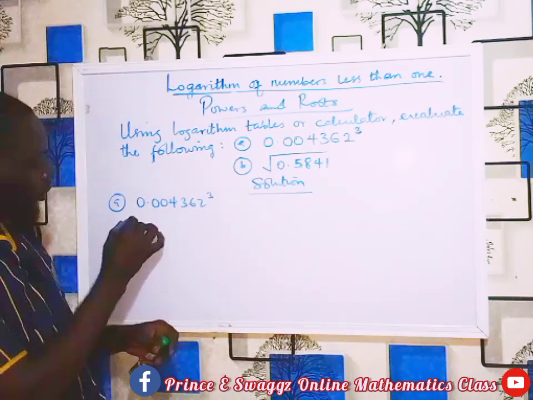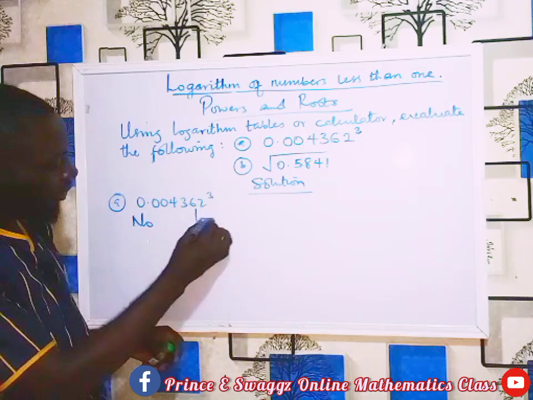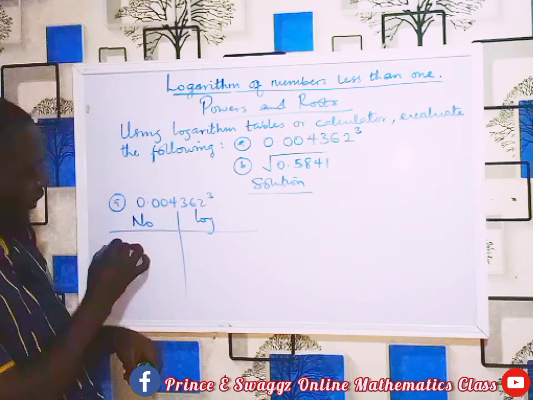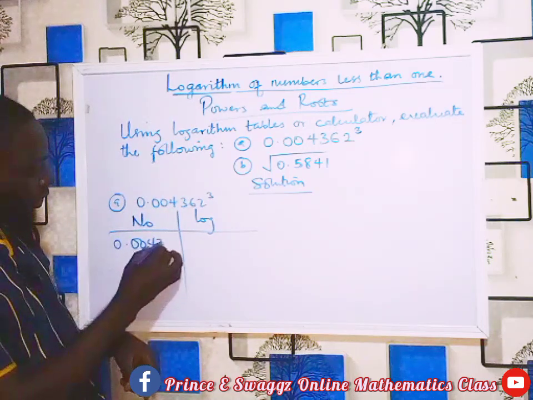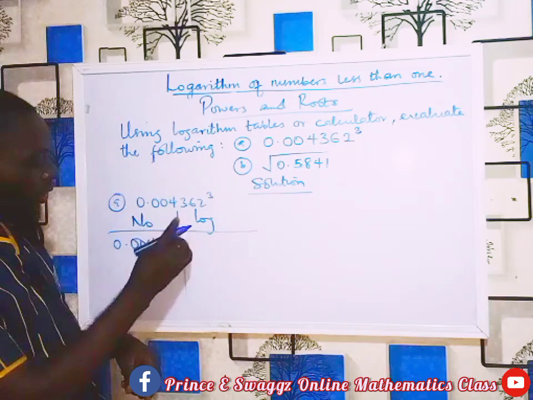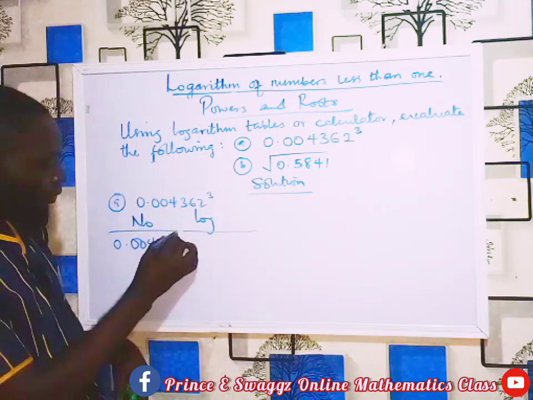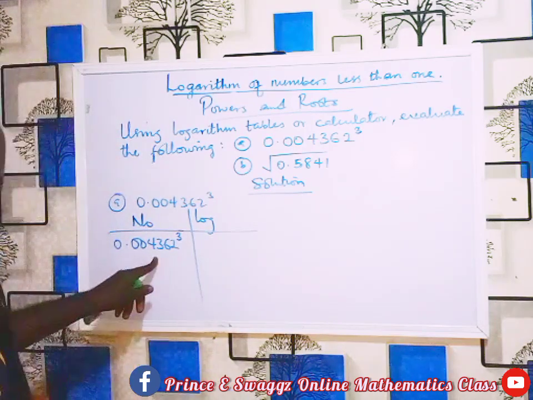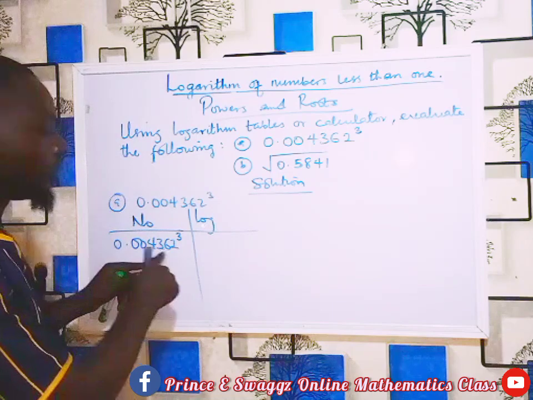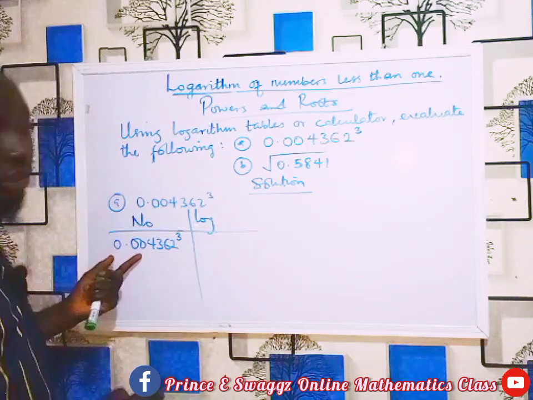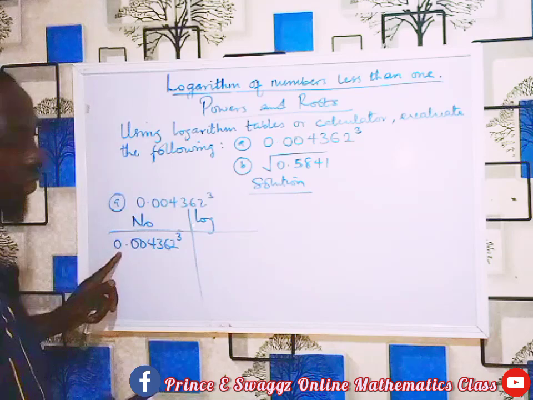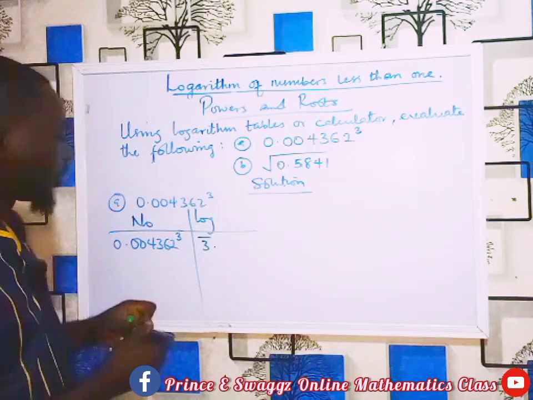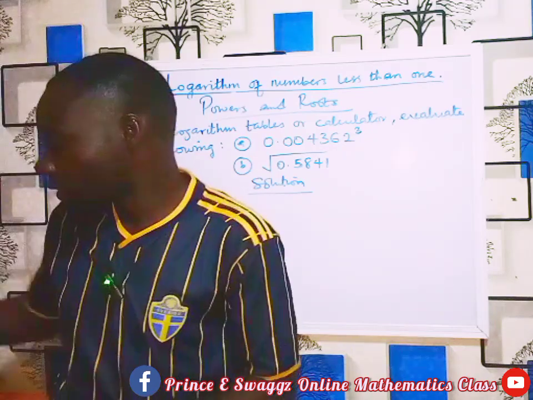The first thing you need to do is put the number in log. You put the number here: 0.004362 raised to the power 3. So the first thing is to find the logarithm, starting with the integer. The integer here is the number of zeros, 0, 1, 2, 3, so that is bar 3 point. Then you get the mantissa using your 4-figure table.